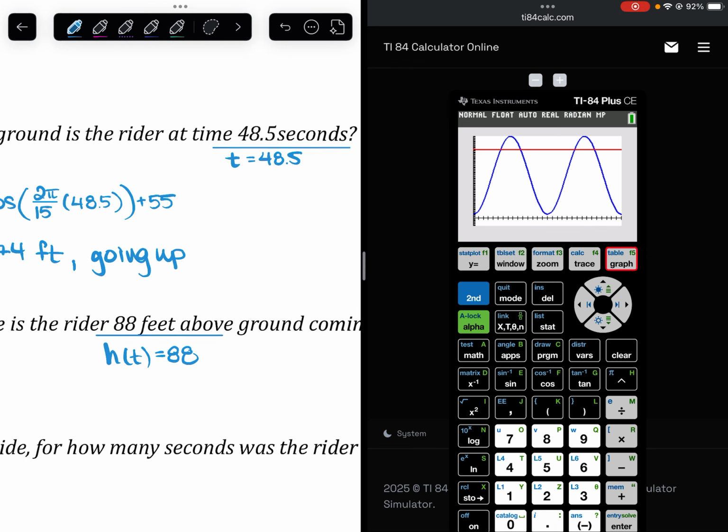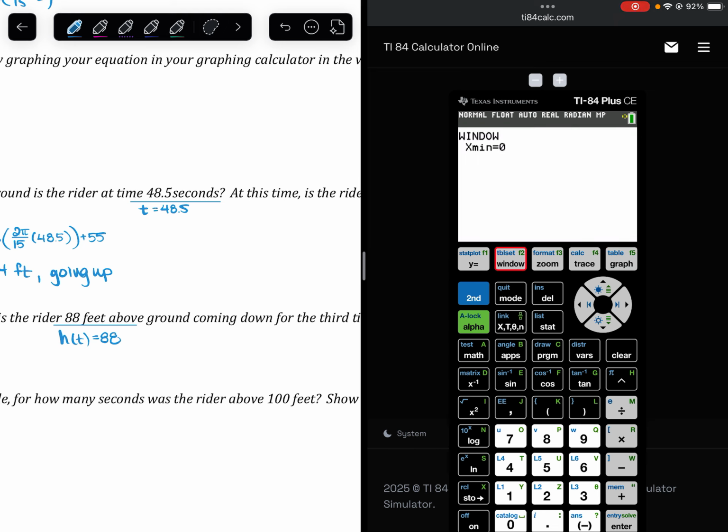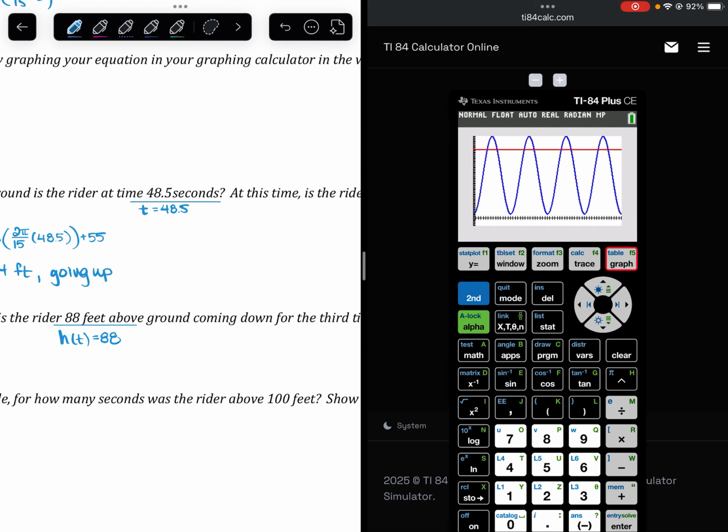So it said 88 feet coming down for the third time. If we look at our graph, I can see that he's coming up for the first time where those two meet, then he's going down. So I can only see the second time. What that tells me is my X max is too small. So I go to my X max, and I need it to be bigger. I'm going to change it to 60. I'm just going to double it. So now we can see where he is at 88 feet coming down for the third time.